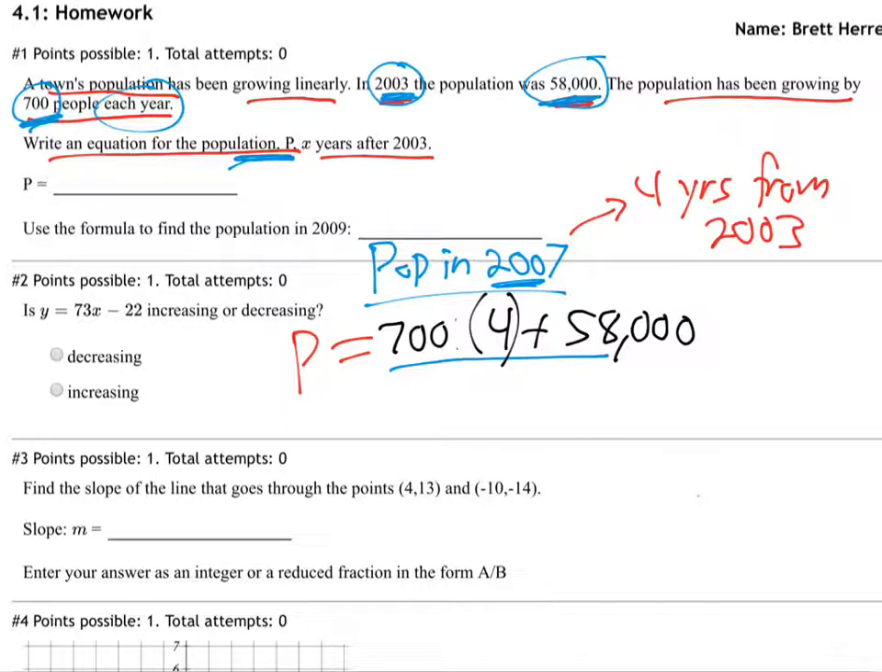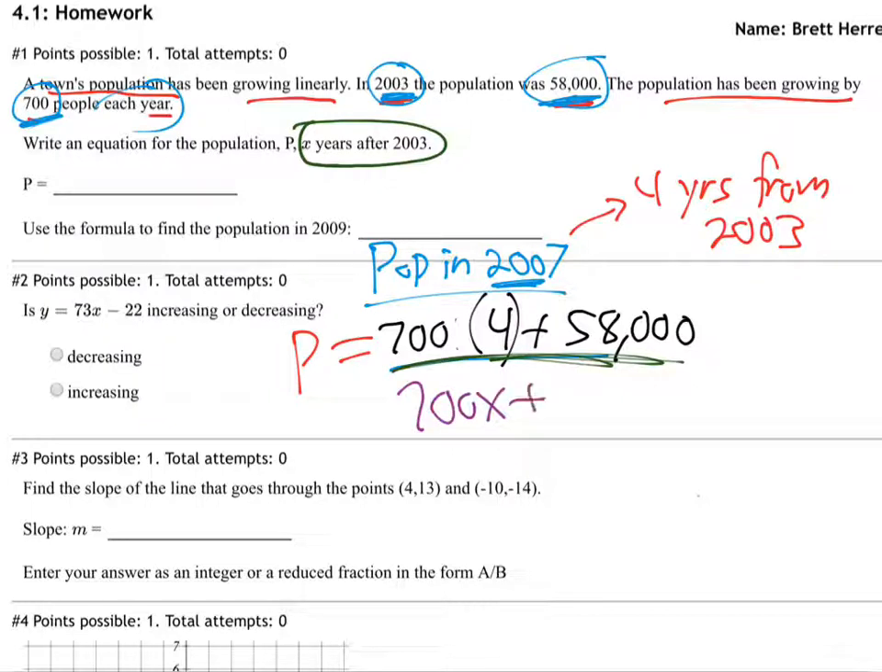All right. So put down population 2003. Hold on. Now, what are they asking us to do? They're saying write an equation, which is what we just did basically. But they're saying X years after 2003. So this right here is for how many years after 2003? That's 4 years after 2003. So how are we going to do X years after 2003? 700 times X plus 58,000. That's our answer. There it is.